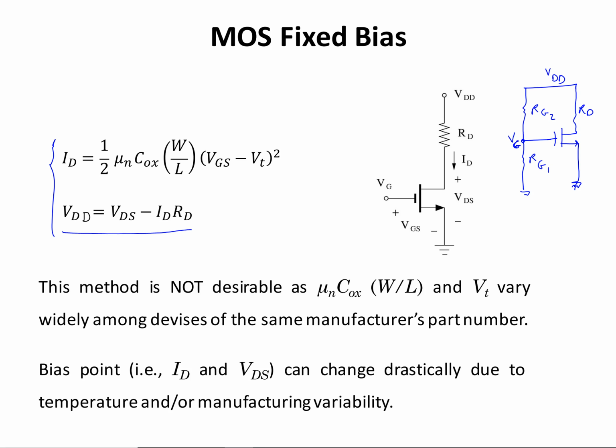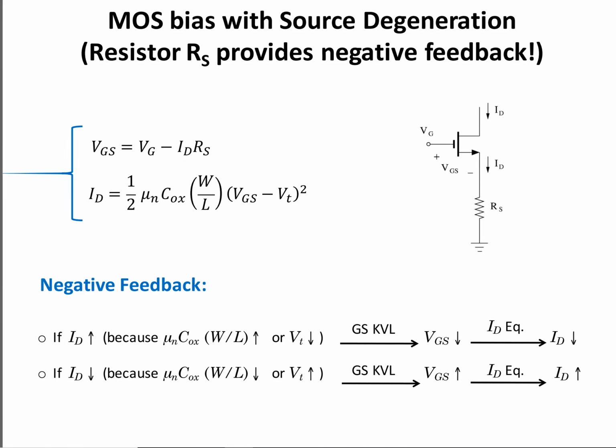This method is not desirable because the values of VT, W over L, mu n, and Cox vary widely among devices, even from the same manufacturing part number. So if any of these parameters changes, the value of ID is going to change, and if ID changes, the value of VDS is going to change. As a result, the bias point, ID and VDS, can change drastically due to temperature or manufacturing variability, and it's not desired for using a transistor as an amplifier.